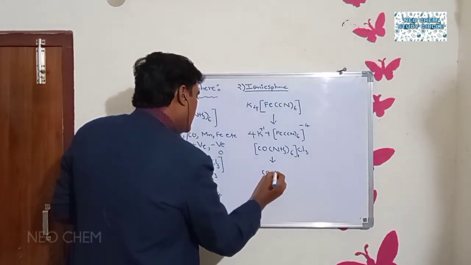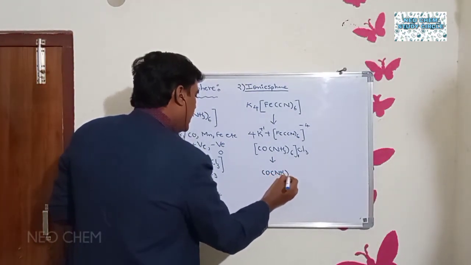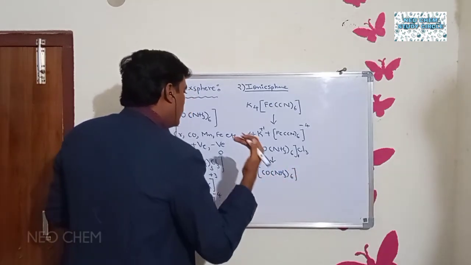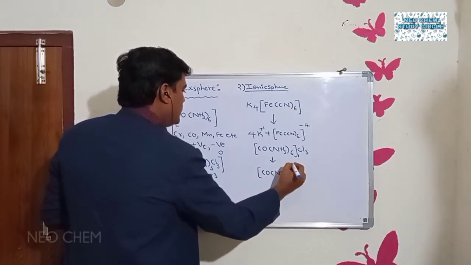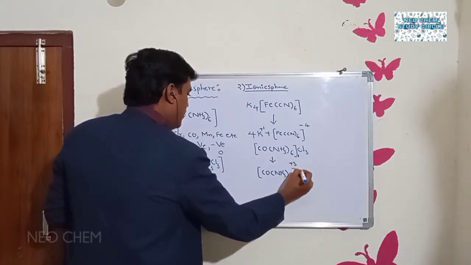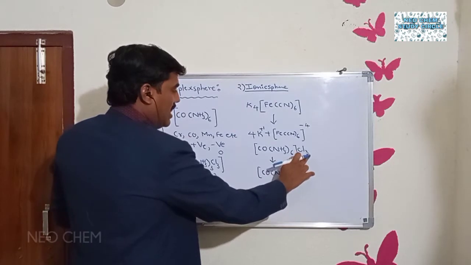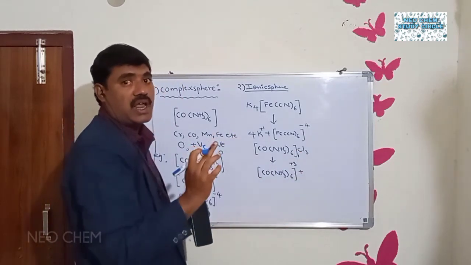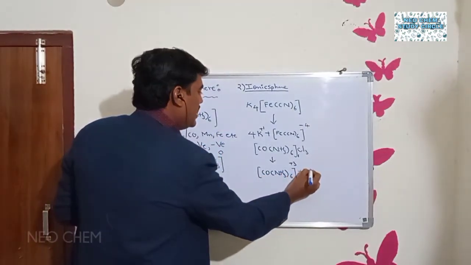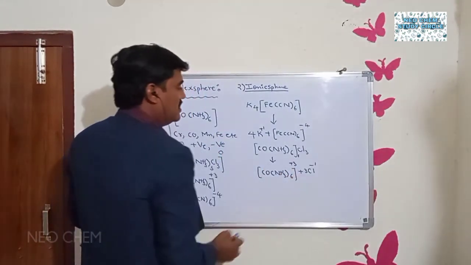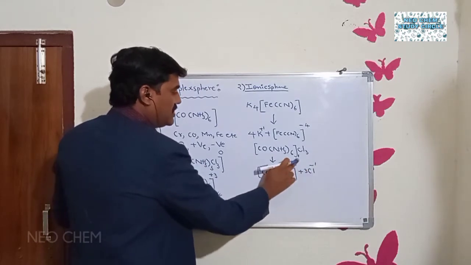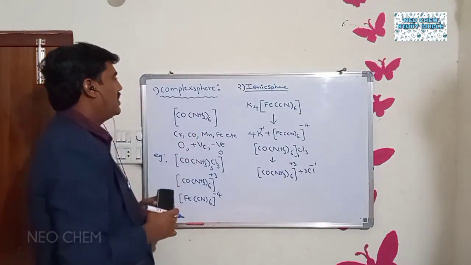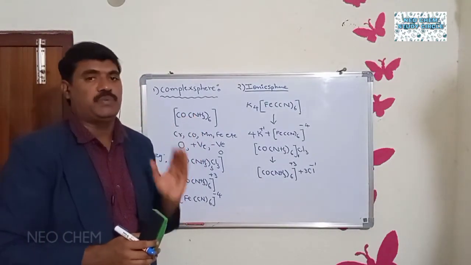[Co(NH3)6] should have a positive charge. How many positive charges? 3 positive charges. Plus, next, the valency of the anion we should write as the coefficient of the anion, that is 3 Cl minus. So here the charge of the anion is how much? Minus 1. Okay, so this is about the complex sphere and ionic sphere.